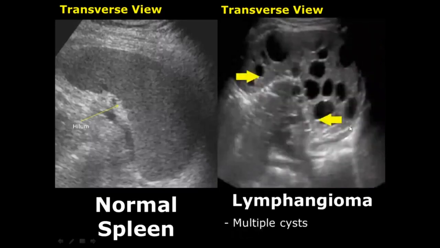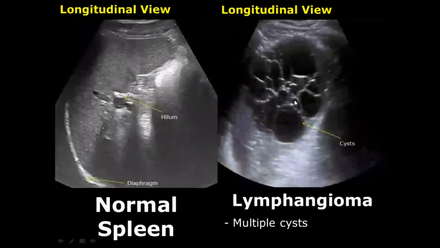The appearance of lymphangioma consists of multiple cysts. Here you can see a lot of cysts inside the spleen. In this image you can see multiple cysts that are connected together, which means they have a common wall. This type of appearance can also be seen in a lymphangioma.